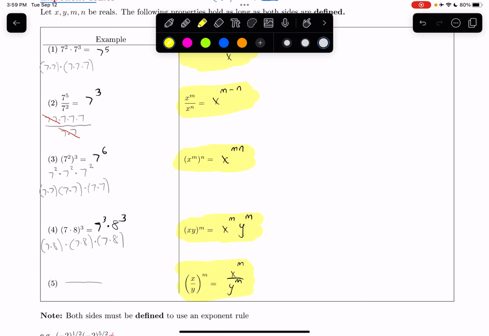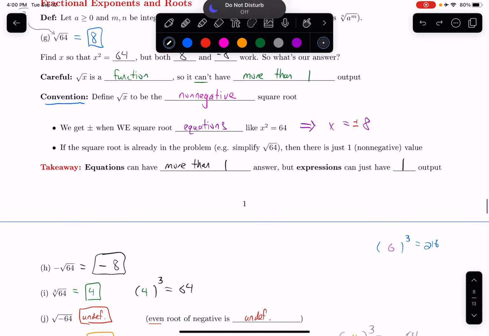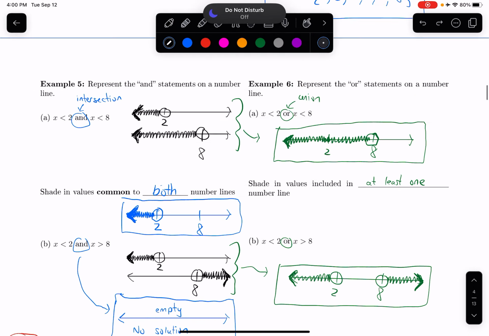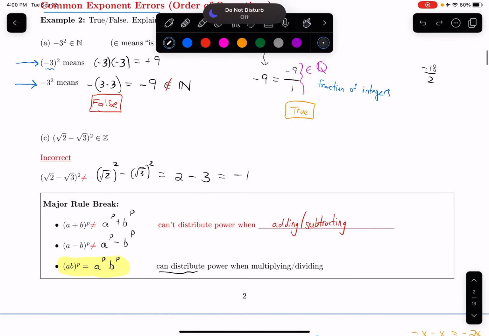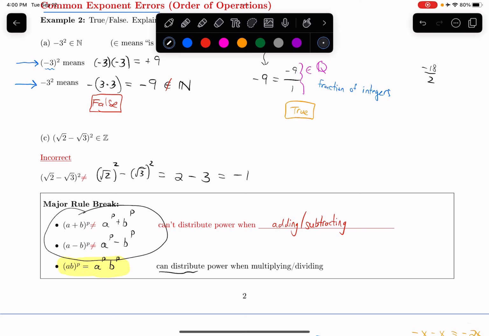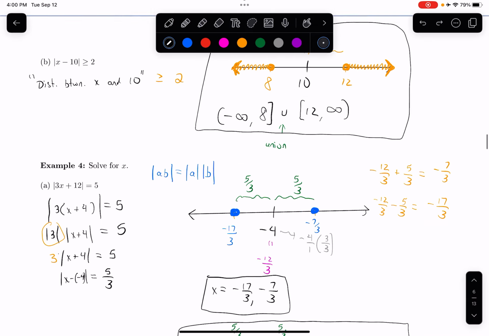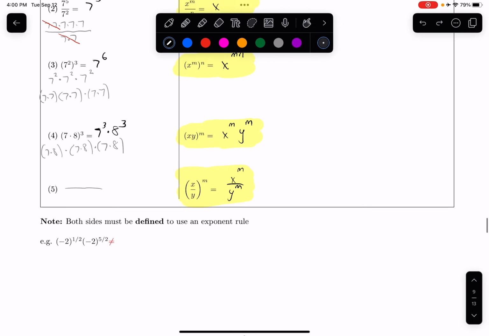Recall we've seen these last two before in a previous video. I can distribute a power when I'm multiplying terms or dividing them. But if I scroll up a little bit, when can we not do that? We're not allowed to distribute a power when I'm adding terms or subtracting terms. Then I'm not allowed to distribute that power. Let's scroll back down to where we were. Alrighty, let's do an example.